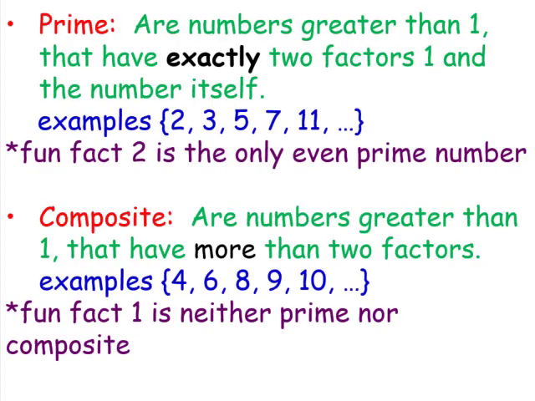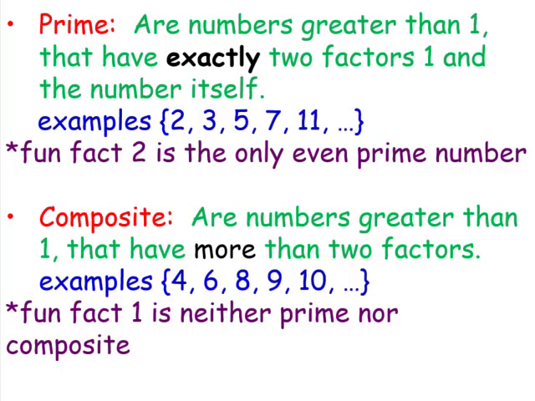Another group that you may know are prime numbers, which are numbers greater than 1 that have exactly 2 factors, 1 and the number itself. Examples are 2, 3, 5, 7, 11. A fun fact, 2 is the only even prime number.